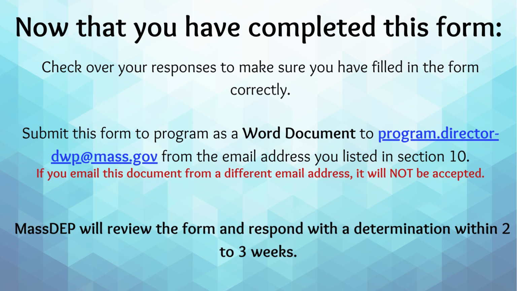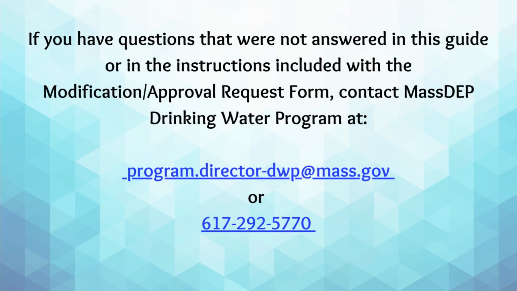We hope this guide was helpful. If you have any questions that were not answered in this guide or in the instructions included with the modification/approval request form, contact us at program.director-dwp@mass.gov or at 617-292-5770.